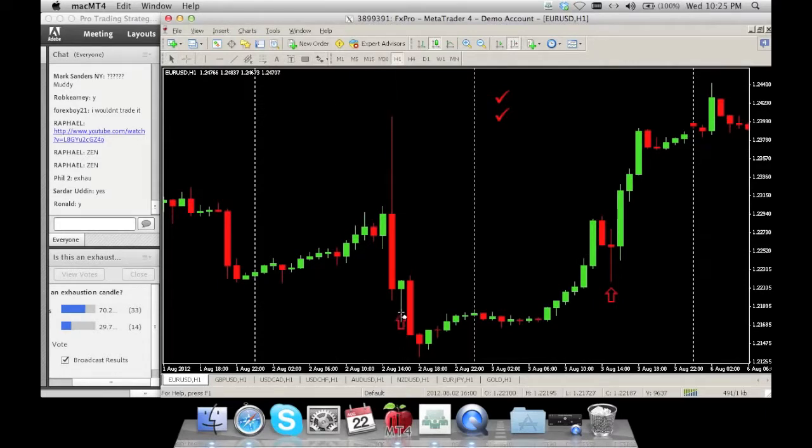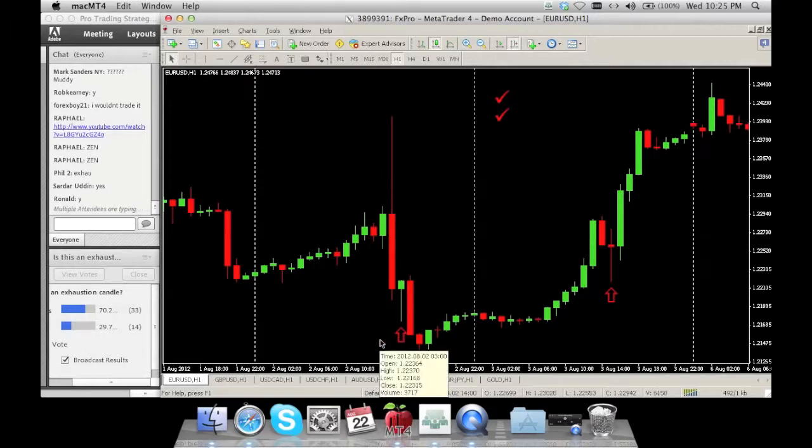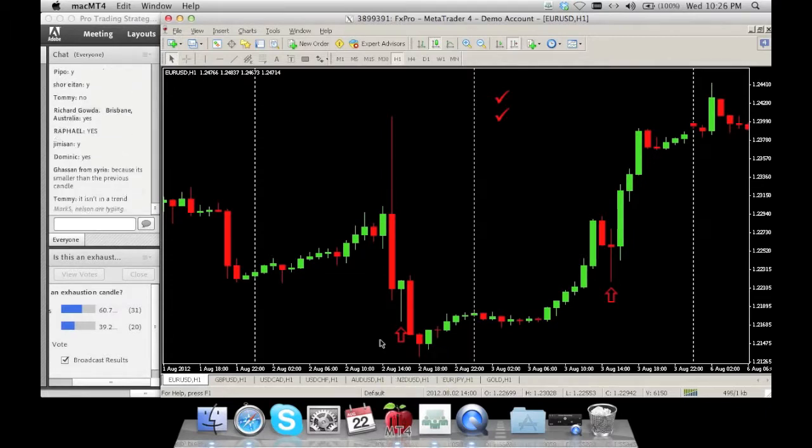Now, pop quiz. Exhaustion, yes or no? This one. What is the main reason this is not an exhaustion? There you go, Phil. Phil's got it. Smaller than the previous candle. Look at the size of this last sucker here. It's humongous. This little thing has no chance.